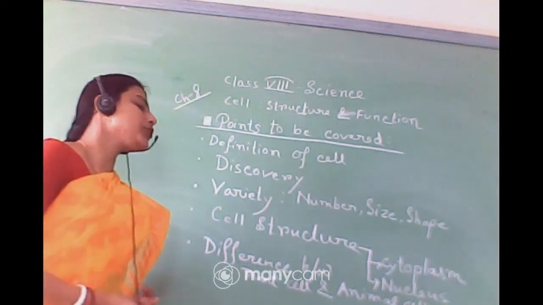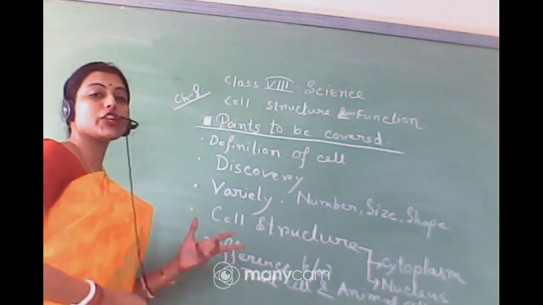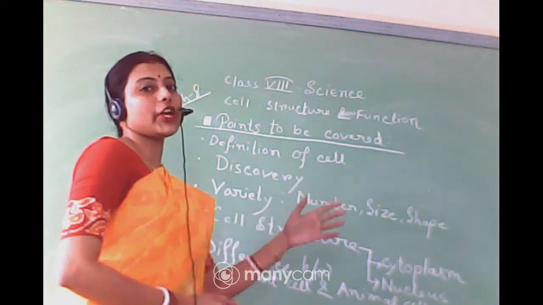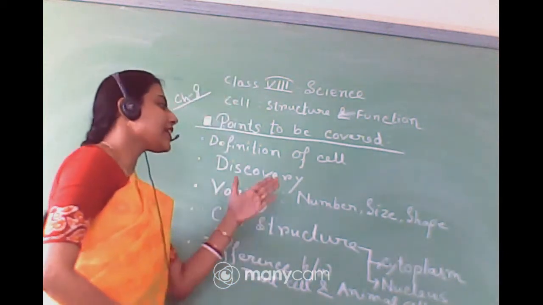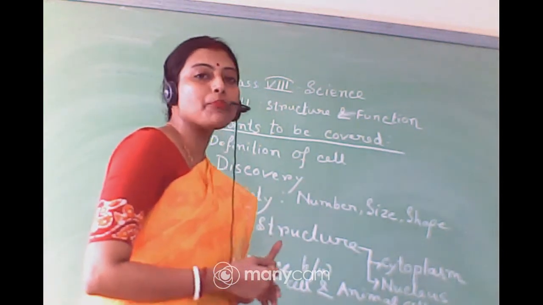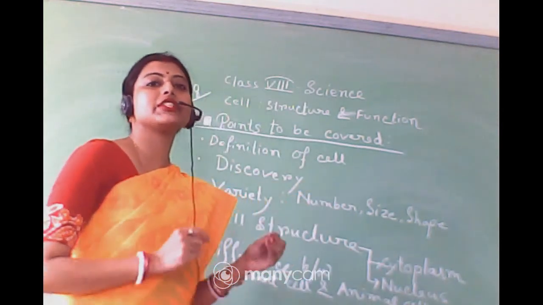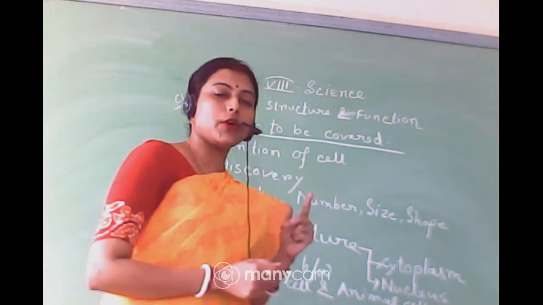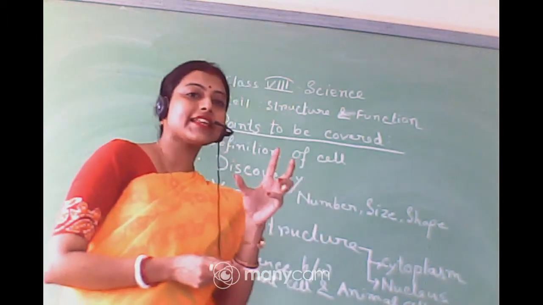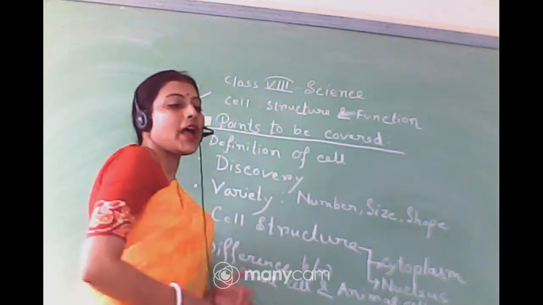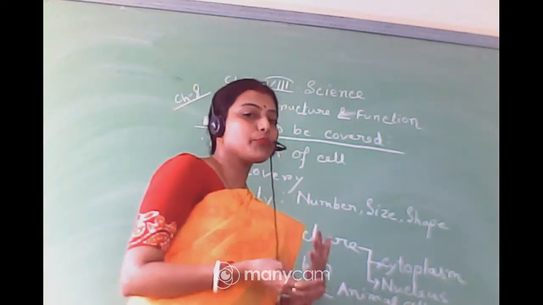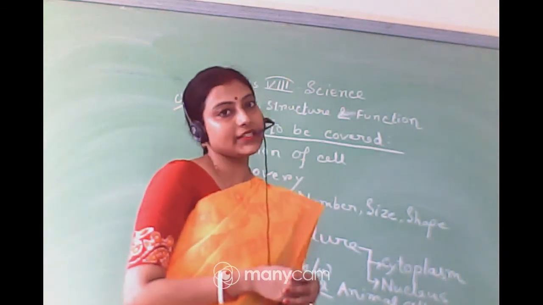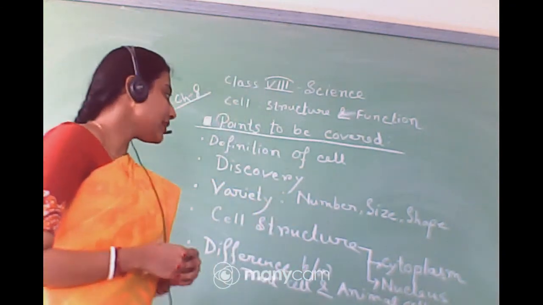Next, we will move to the variations of cells, which occur due to the number, size and shape of the cells. In the case of numbers, we divide organisms into two types. The organisms which contain only one cell are known as unicellular, and when an organism is composed of multiple cells, it is known as a multicellular organism, right?